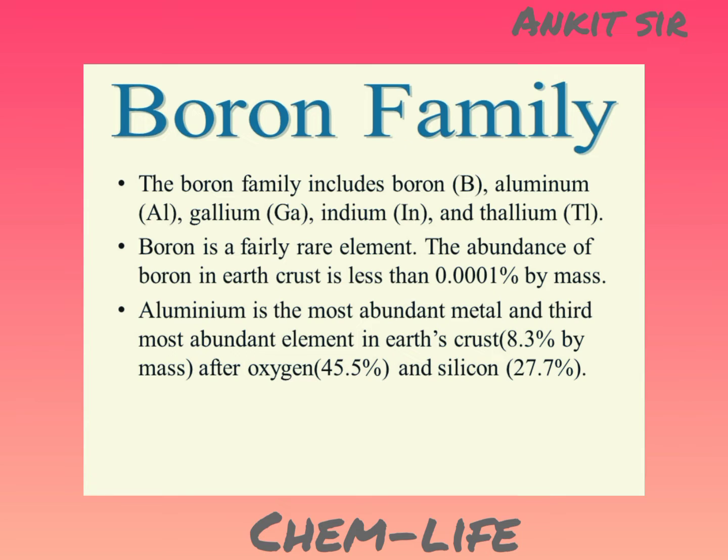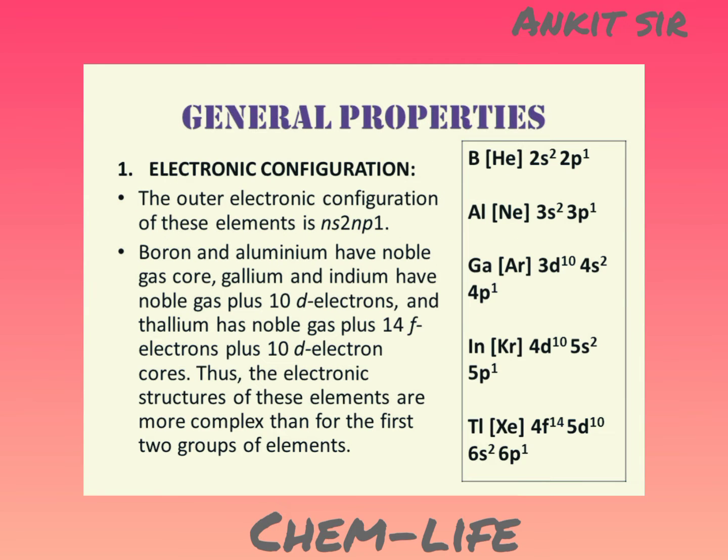General properties. As you know, they have an ns2np1 electronic configuration. Boron has 2s2 2p1, aluminium has 3s2 3p1, gallium has 3d10 4s2 4p1, indium 4d10 5s2 5p1, thallium 4f14 5d10 6s2 6p1. The electronic structures of these elements are more complex than for the first two groups of elements.